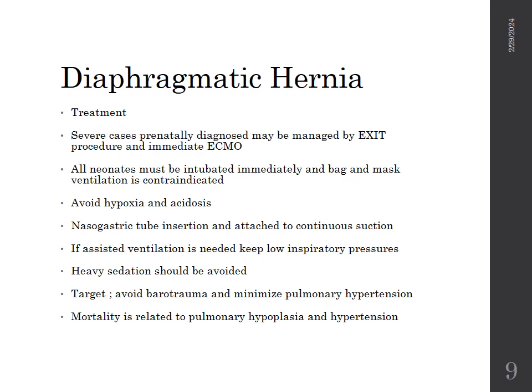And I think it is understood why, because when we do bag and mask ventilation, some of the air will pass into the airway and some of it will pass into the GIT. So we are going to cause more gastrointestinal distension. And the problem is that this GIT is partly in the chest, so it will cause more lung compromise in the chest. We need to avoid hypoxia and acidosis in these patients. We need a nasogastric tube attached to continuous suction so that no distension occurs in the GIT, so as to relieve the chest from further compromise.